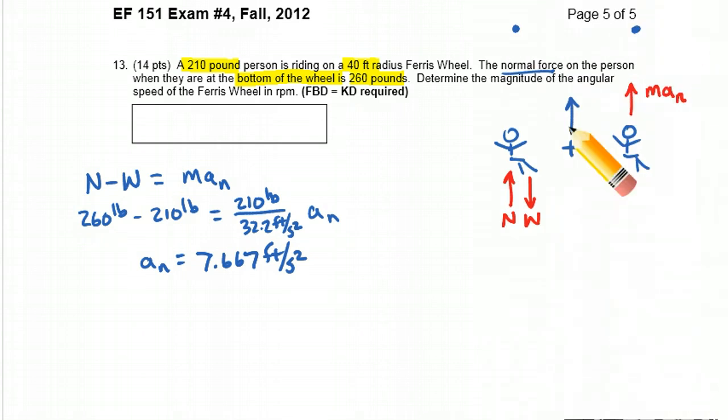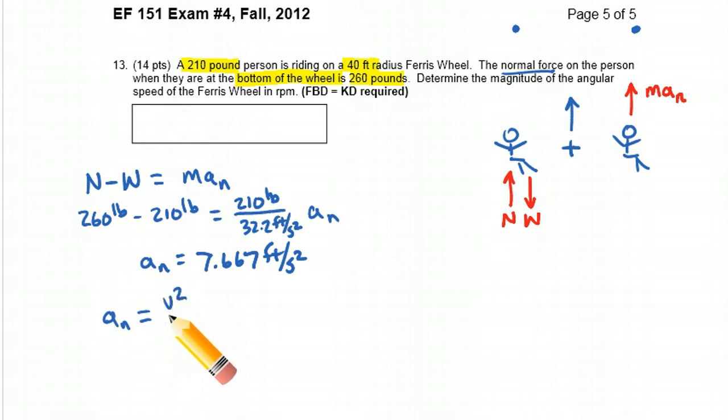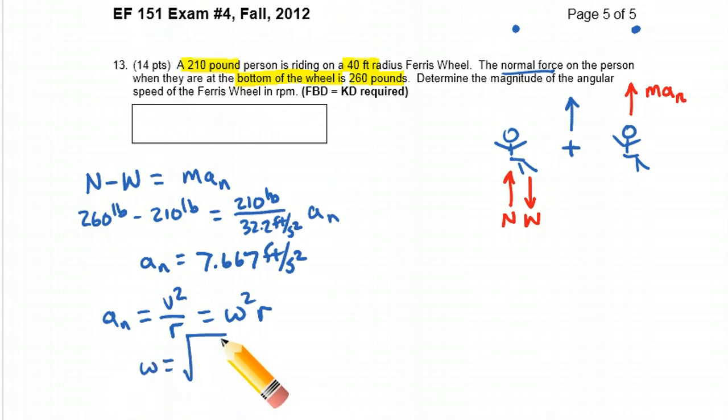So that's the first part of the problem, and the second part of the problem is to relate a sub n to the angular speed. We have two equations for a sub n: v squared over r, which we also saw is omega squared r. I'm going to use omega squared r in this case because we're looking for angular speed. So I can solve for omega: the square root of a sub n over r.